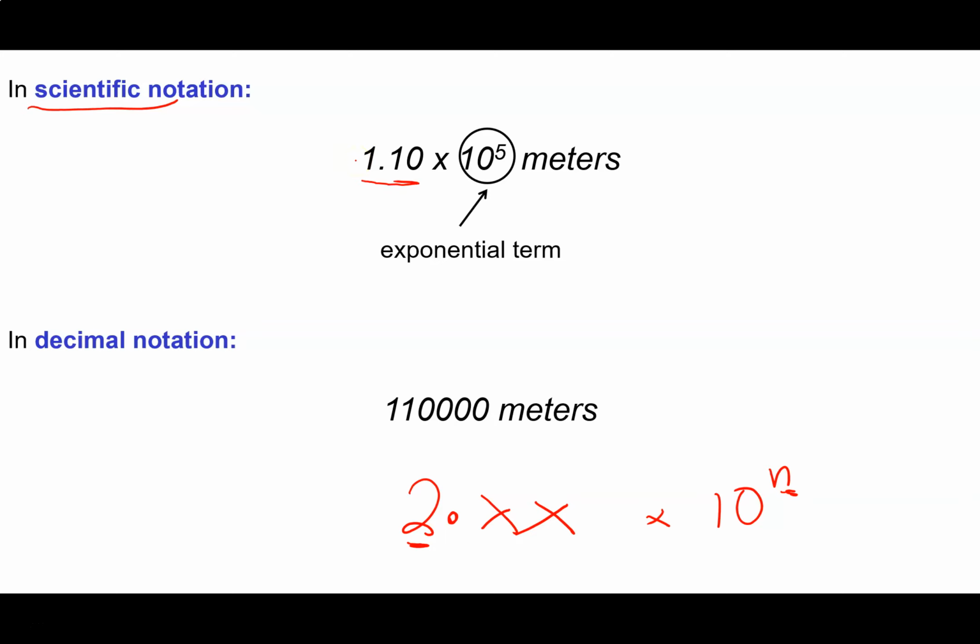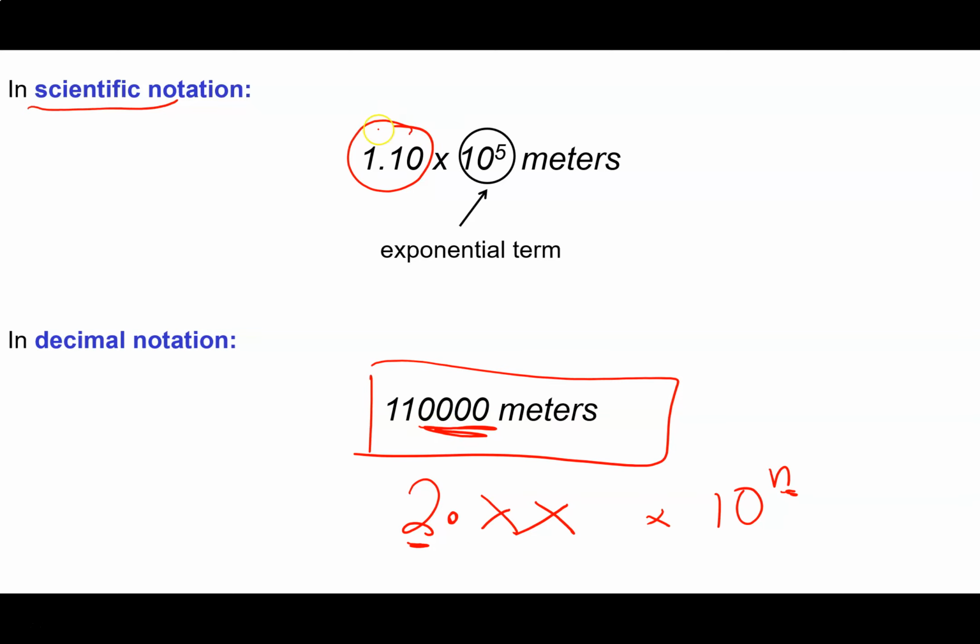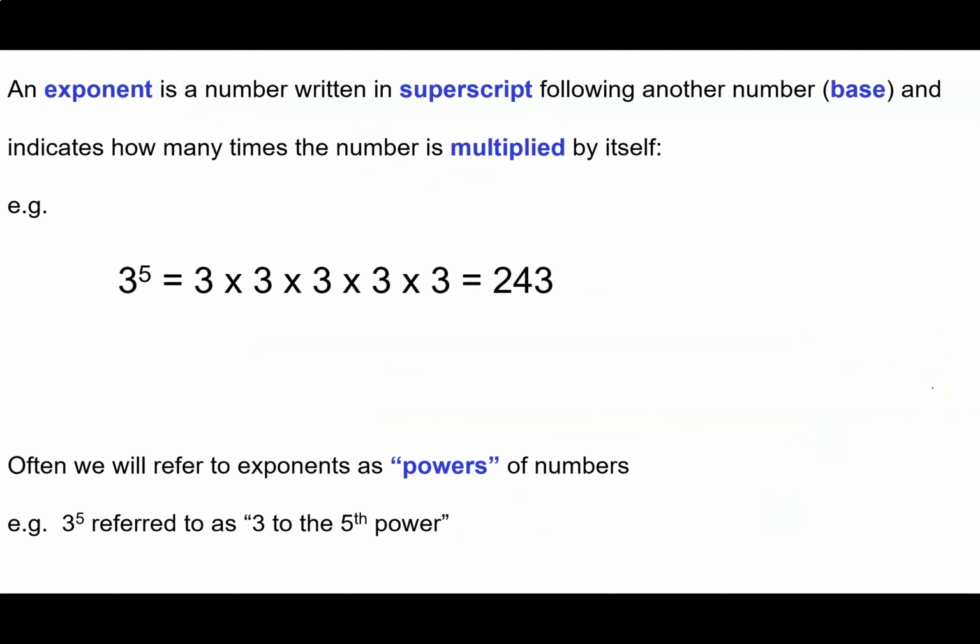Here I've written 110,000 meters in scientific notation, but also in decimal notation. What you can see is that I don't have to write out all of these zeros. So we've got a coefficient multiplied by an exponential term, and the value that goes in here is called the exponent. Okay, so what is the exponent?